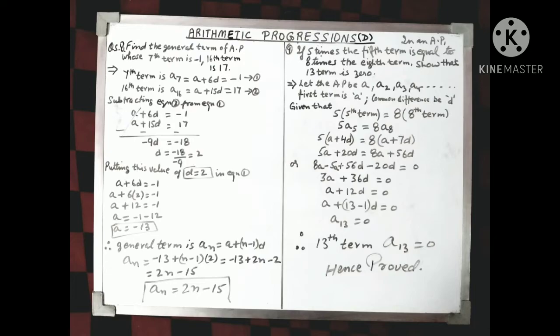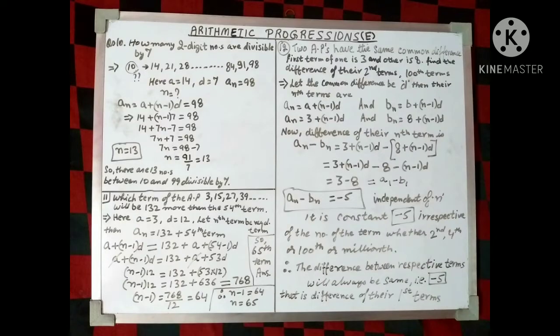Got it? Let us move on to the next page for some more very interesting questions and very important types, right? So here we have question number 10. How many two-digit numbers are divisible by 7? Very important type, pay attention, right? Listen carefully. Now we have to find the two-digit numbers which are divisible by 7. So the first two-digit number is 10 and the last two-digit number is 99. So we have to check which number is divisible by 7.